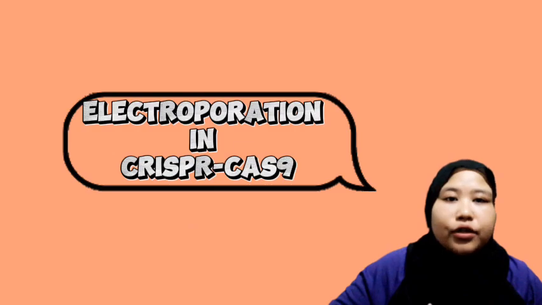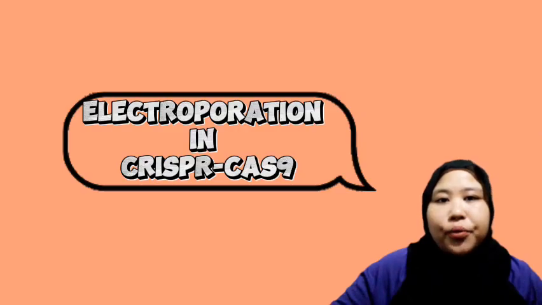Ms. Shahira, and today I will be discussing the concept of the electroporation process. Electroporation is commonly used to introduce CRISPR-Cas9 components into S. aureus cells. This facilitates the genome editing process by enabling the delivery of genetic material into target cells for precise modifications.